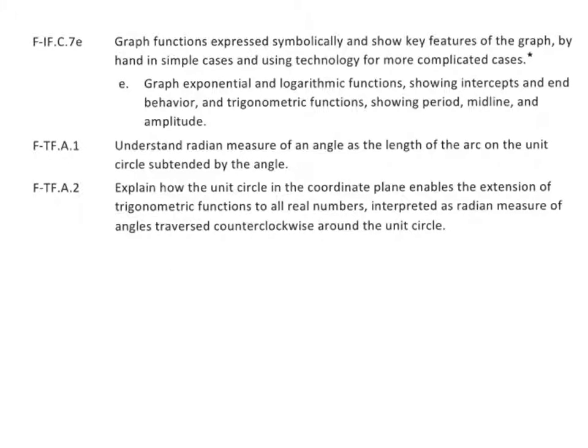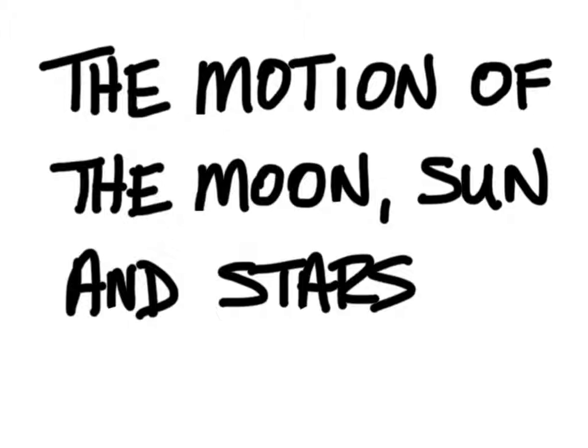The objectives for today are the same as they were yesterday. I'm not going to read through them, but I've recorded enough of this to where you could pause it later and take note of that if you want to. Today's entire lesson is about the motion of the moon, sun, and stars, and most specifically the motion of the sun as it relates to ancient times when we did not know as much about astronomy as we do today. We know certain things today, back then they did not. We are going to use what they knew back then to make certain calculations.